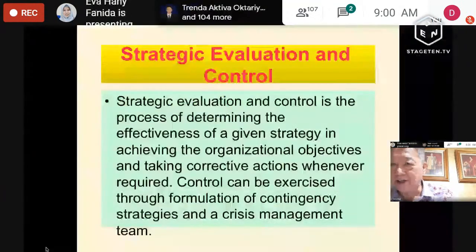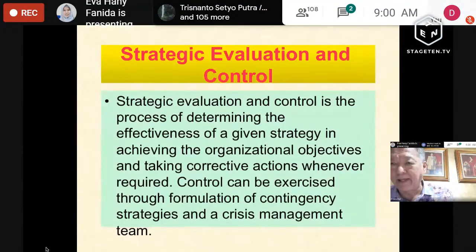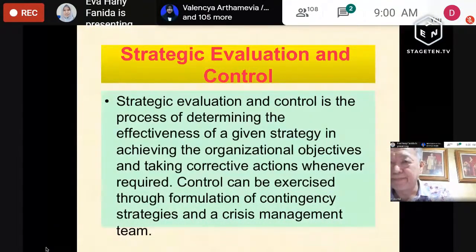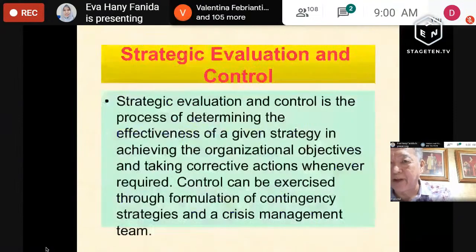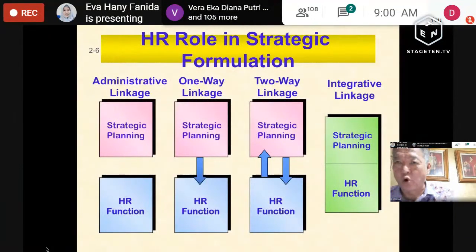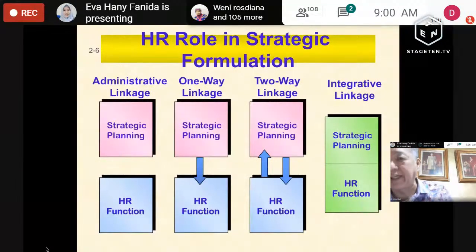So the third step, strategy evaluation and control. This is not only the final step, but I will not focus on this step because we have so limited time. So please go to next page, because this one we just want you to know. So this is the roles of human resources in helping the organization to formulate the strategy.